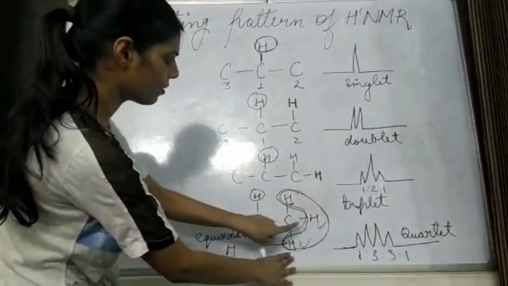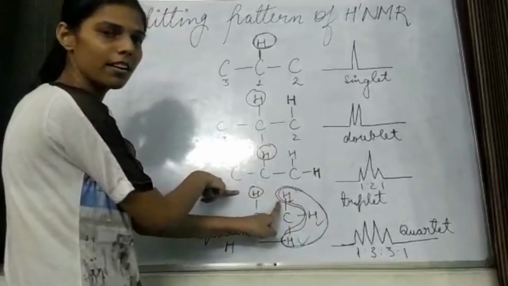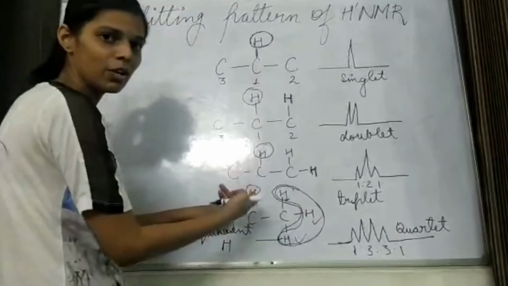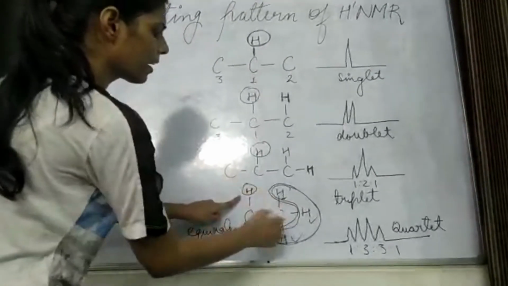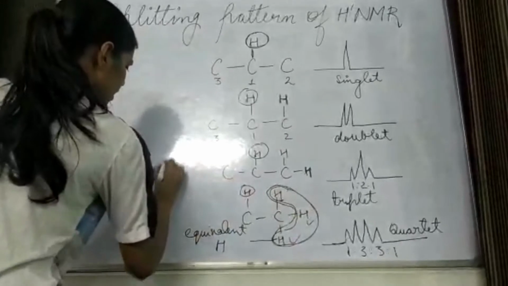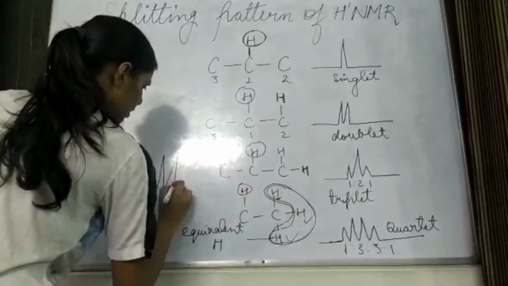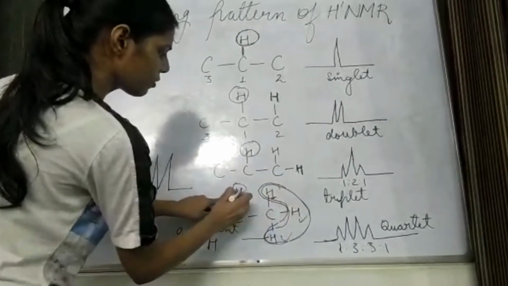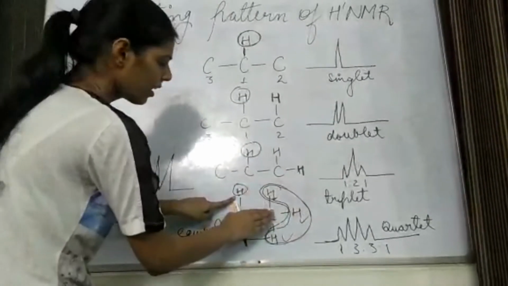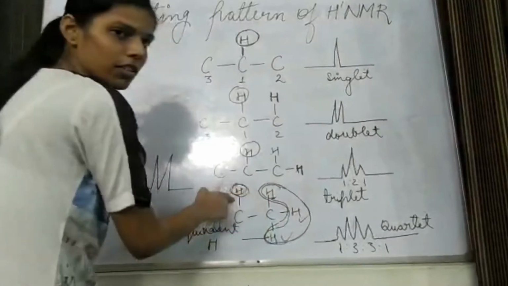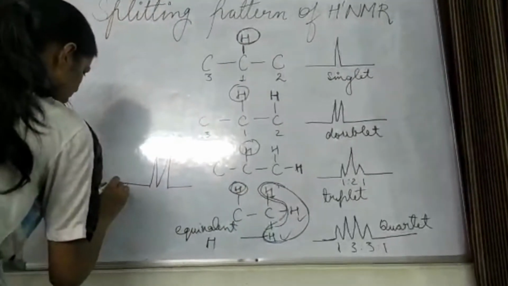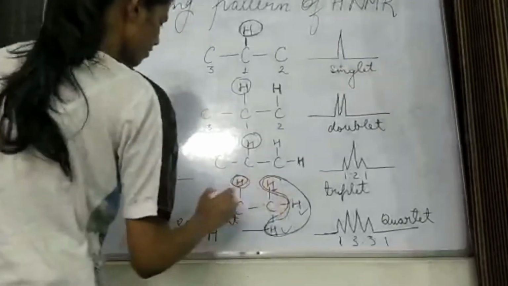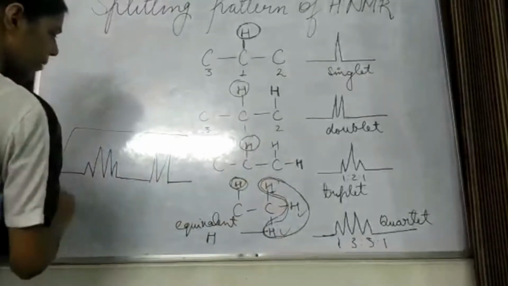Since these three hydrogens have just one hydrogen in their surrounding, that hydrogen will cause the peak to be split once, so we'll get a doublet for these three. A doublet like this. And this hydrogen has three hydrogens in its surrounding, so we'll get a quartet for this hydrogen. So this molecule will show like this on the NMR spectrum.